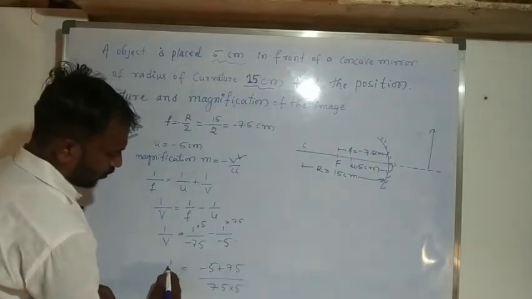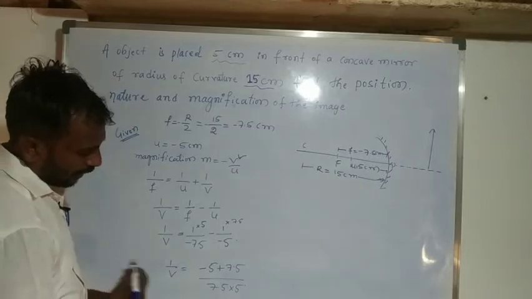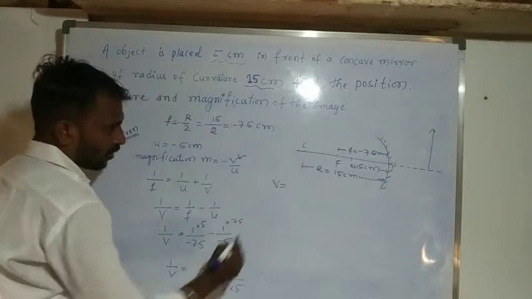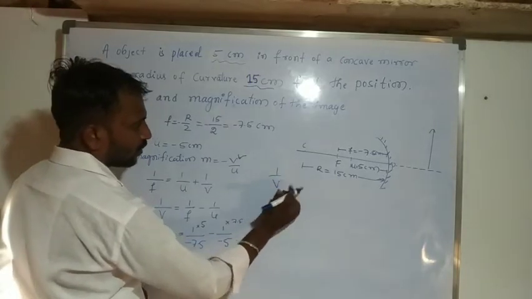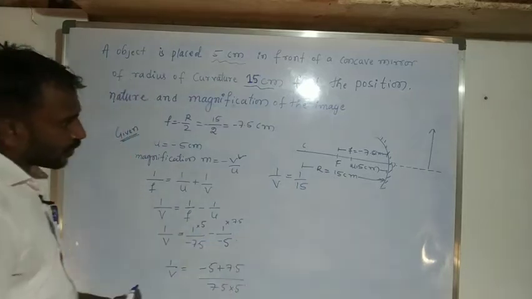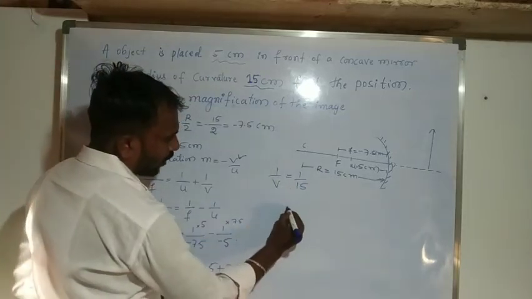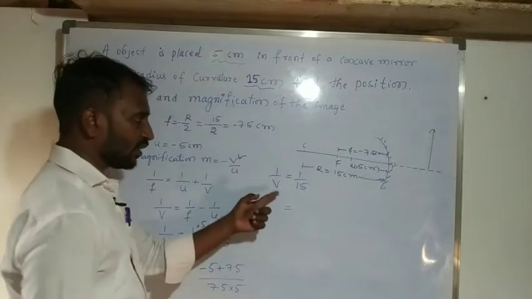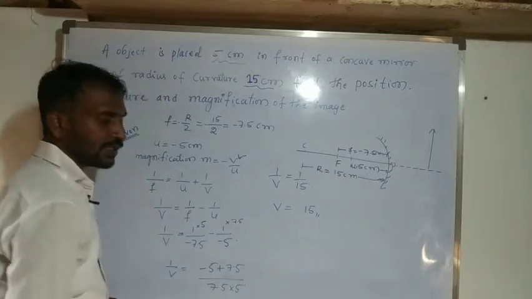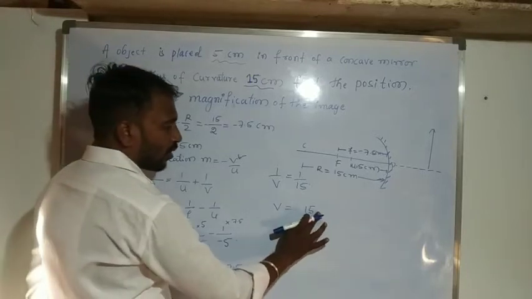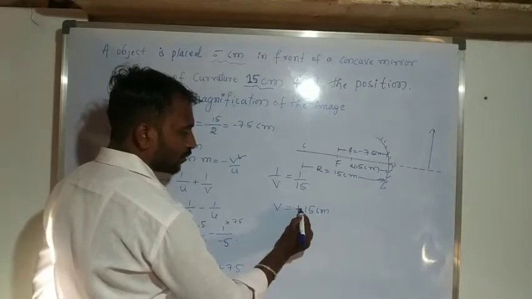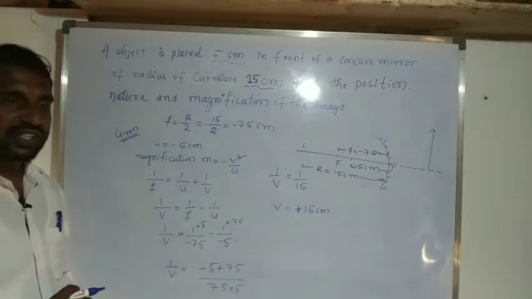1 by V is equal to 1 by 15. Okay, so here we get 1 by 15, it means V is equal to 15 centimeter. V is equal to 15 centimeter. So this one is a positive value.